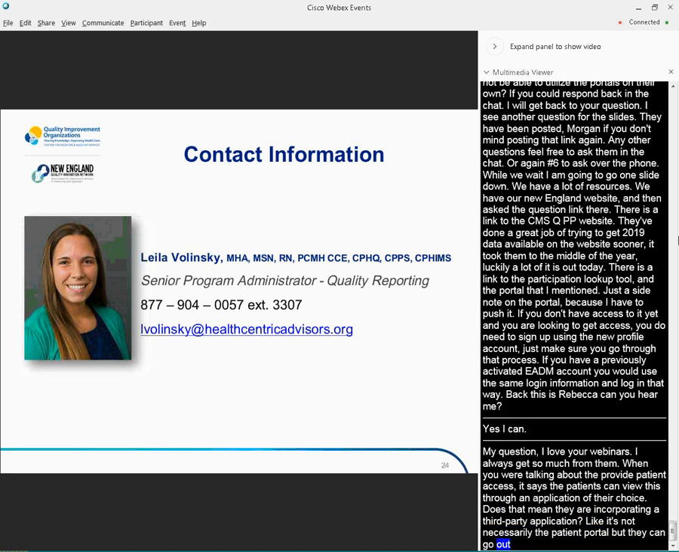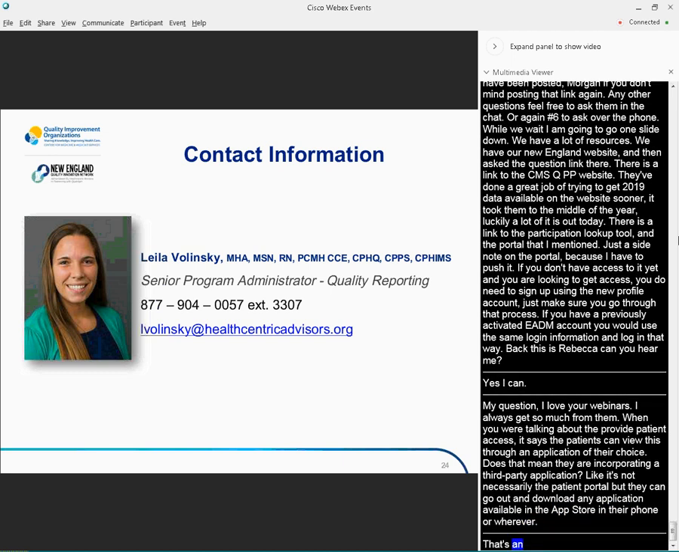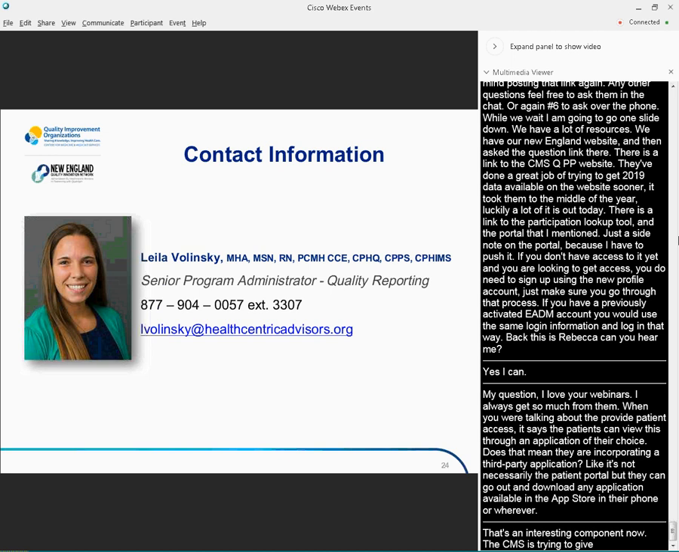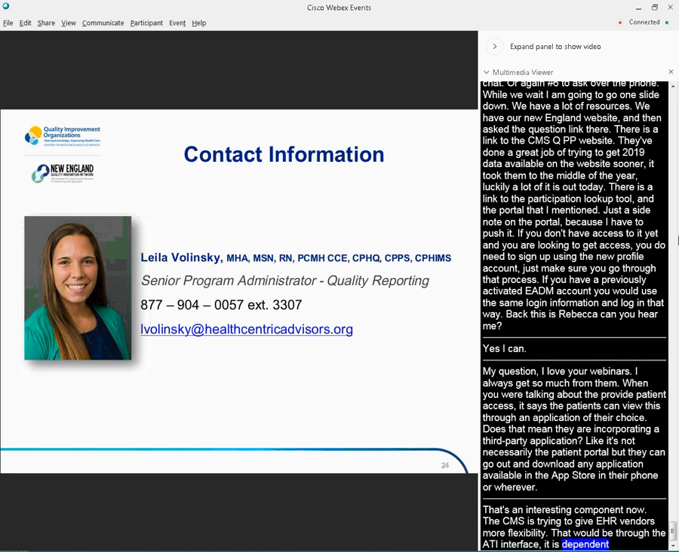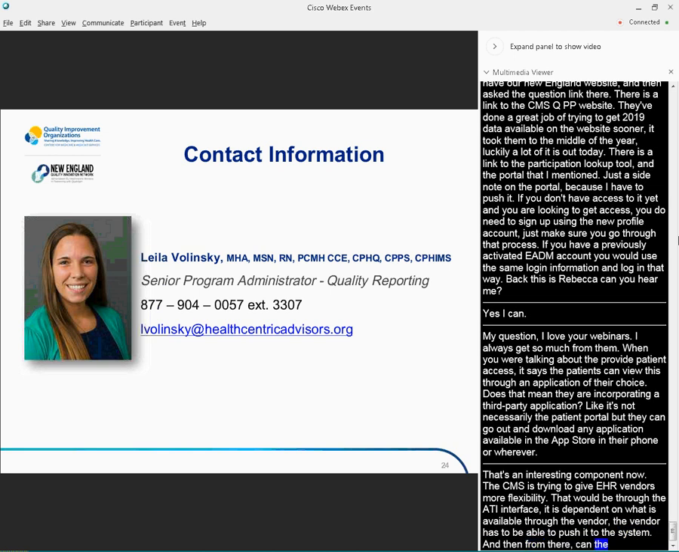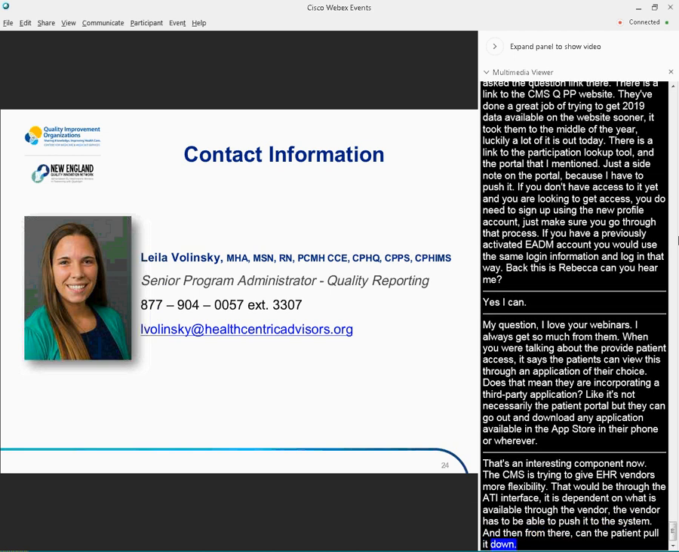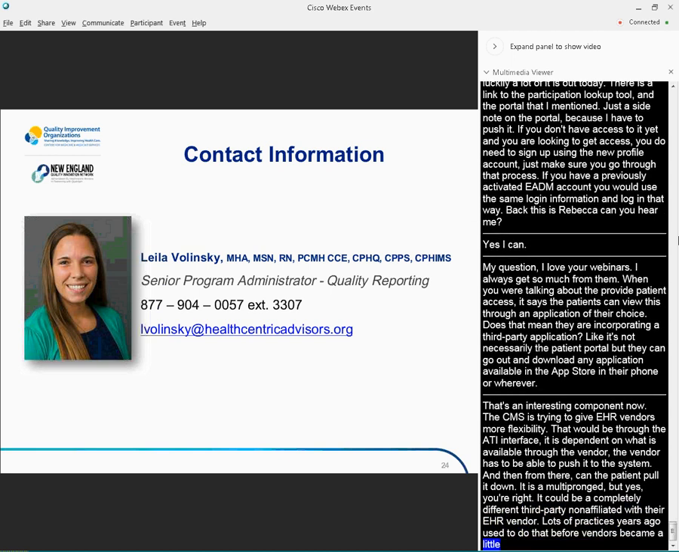So that's an interesting component now that CMS is trying to give EHR vendors a little more flexibility. That would be through that API, the Application Programming Interface. So it's dependent on what's available through the vendor, right? Because the vendor has to be able to push it to the system. And then from there, can the patient pull it down? So it's kind of multi-pronged, but yes, you're right. It could be a completely different third party, not affiliated with their EHR vendor. Lots of practices years ago used to do that before vendors became a little more savvy with their portal offerings.